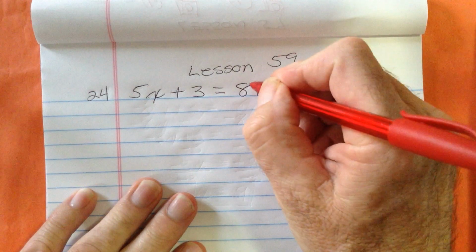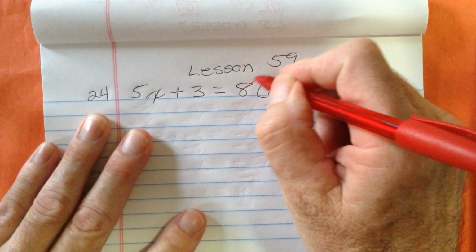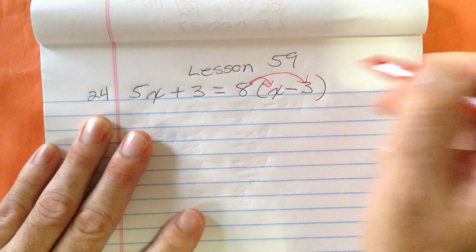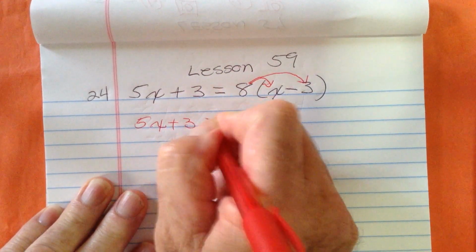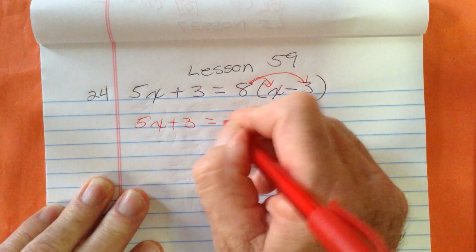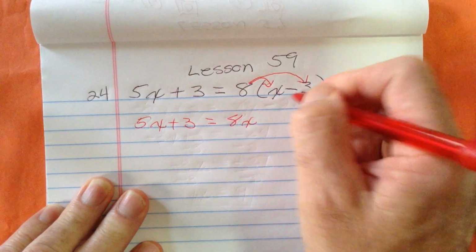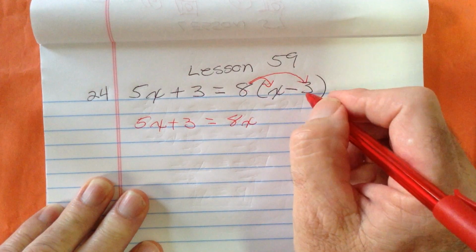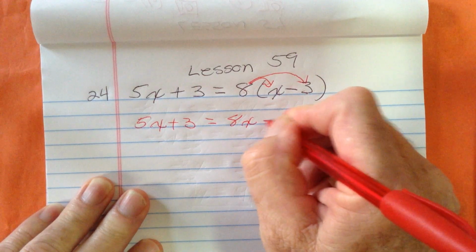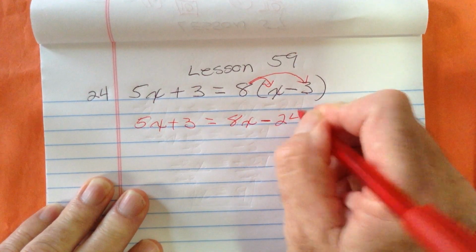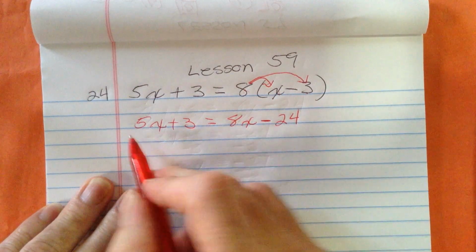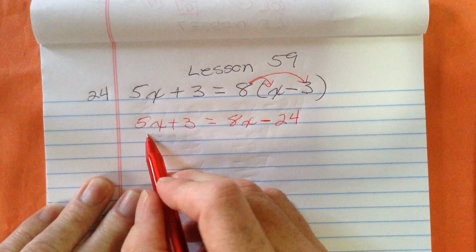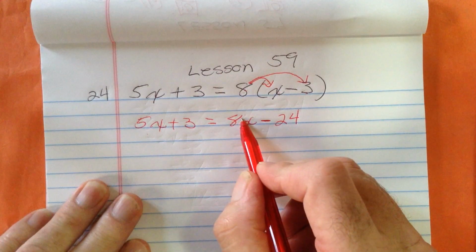You have to go 8 times the x and then 8 times the negative 3. So here I got 5x plus 3 equals 8 times x and 8 times negative 3. So that's going to be a negative 24. Okay, so now I got 5x on this side, I got 8x on this side.